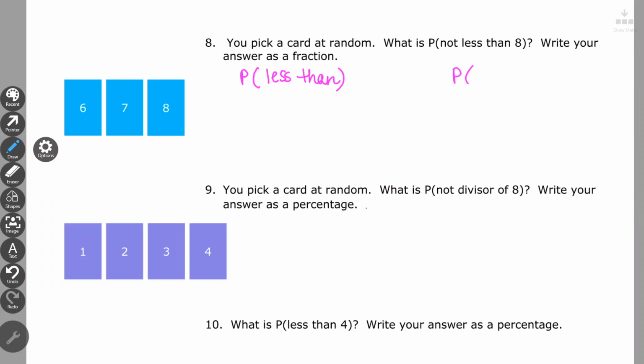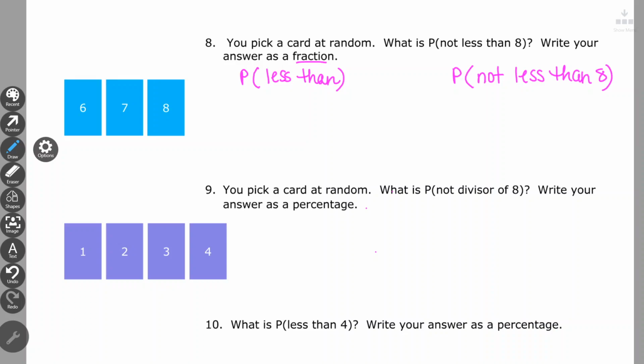And then let's find the probability of not less than 8. Okay, this is where that's going to really play, and it's going to keep your mind straight on what they're asking. Okay, so they want the answer as a fraction. That's good to know. All right, so what numbers are less than 8?